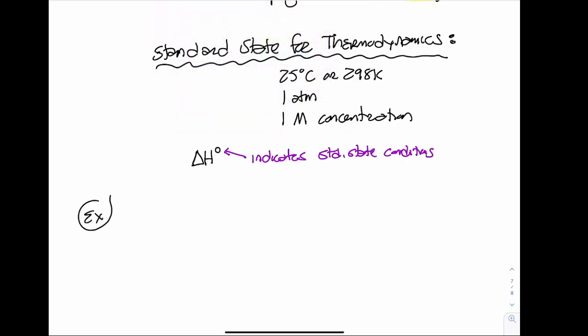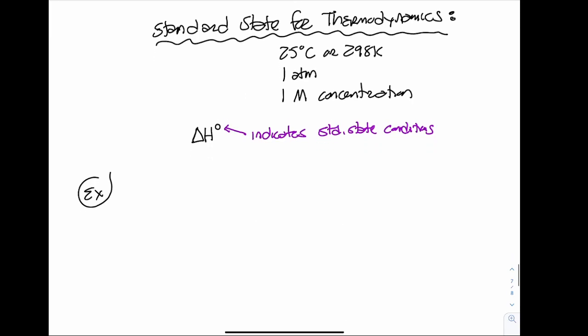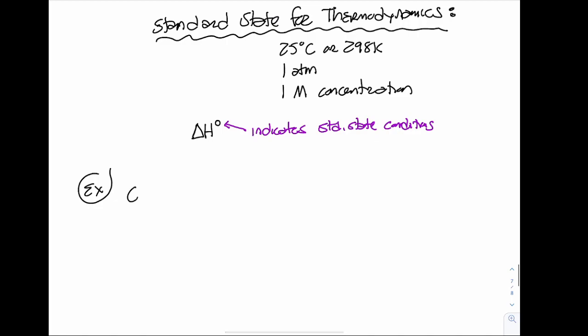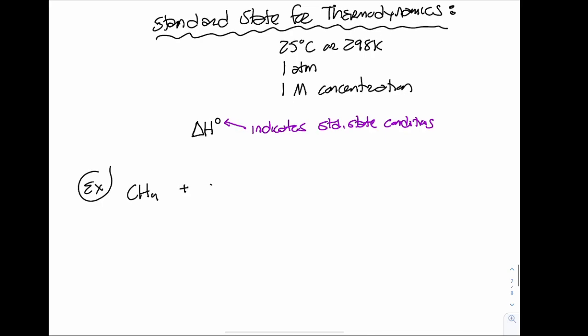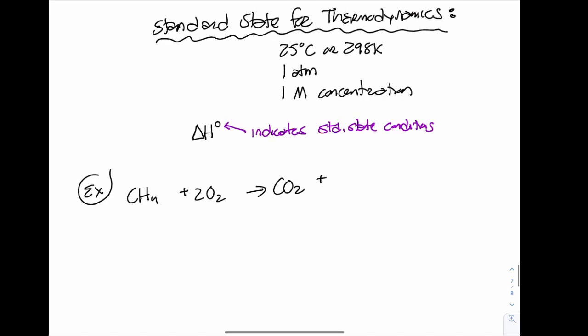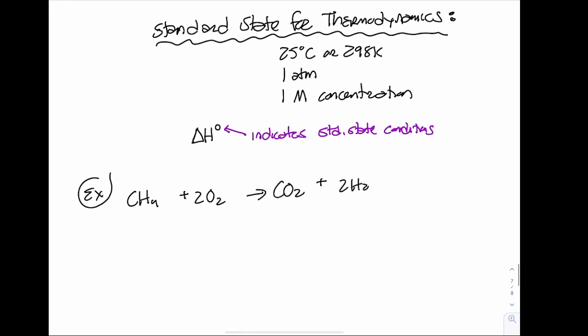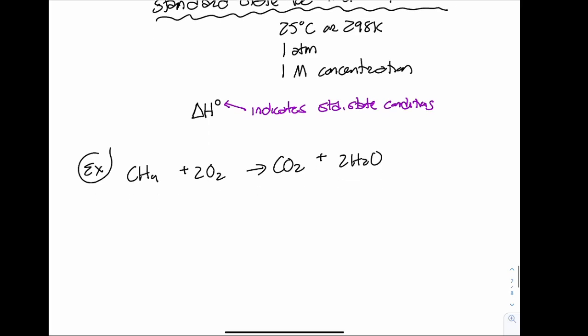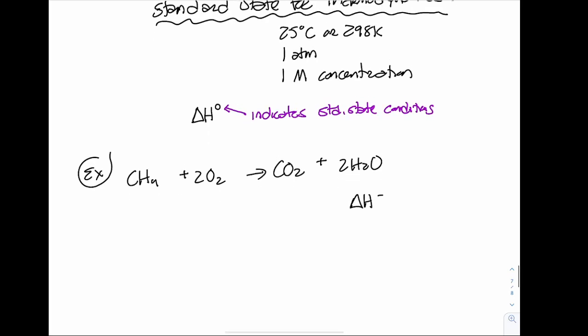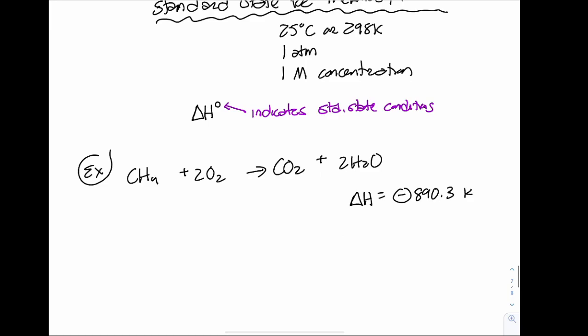So we're going to calculate the amount of heat transferred. I'll give us the reaction first. CH4, so methane, plus 2 oxygen. So I have a combustion reaction again, producing carbon dioxide plus 2 water. And our enthalpy change for this is going to be a negative 890.3 kilojoules per mole.